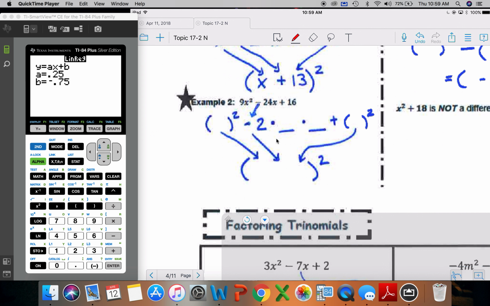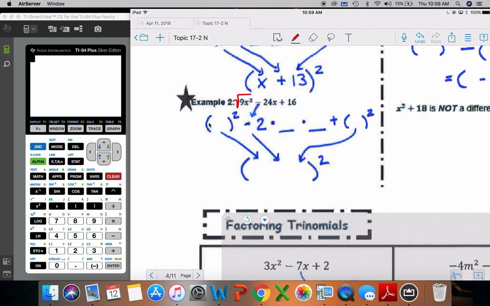We have 9x squared minus 24x plus 16. So first, I need to figure out what is a. Well, I know that this term is a squared. So to get back to what it was originally, I have to take the square root. So the square root of 9 is 3, and the square root of x squared is x. Now my a value goes in front and also goes in the middle blank, because we have 2 times a. So if a is 3x, because 3x squared gives you 9x squared, then it has to go in the middle term as well.